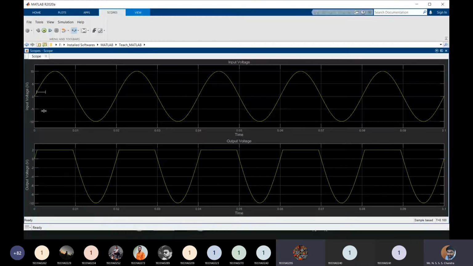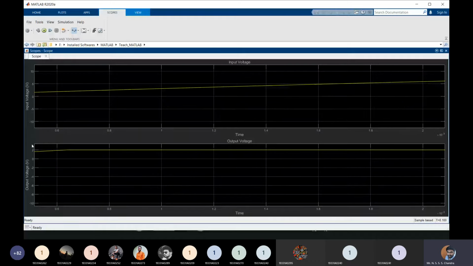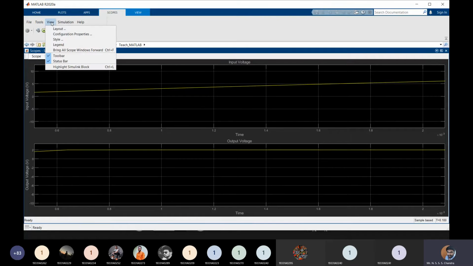So for this portion, you can see that till this time is equal to 0.6, your voltage is less than 2 volts. Okay, there your output voltage is following the input, so in that case your diode is in conduction mode.